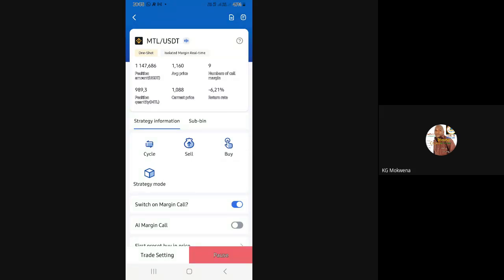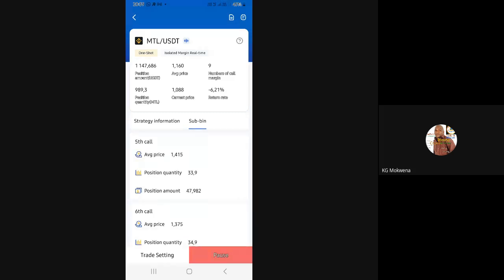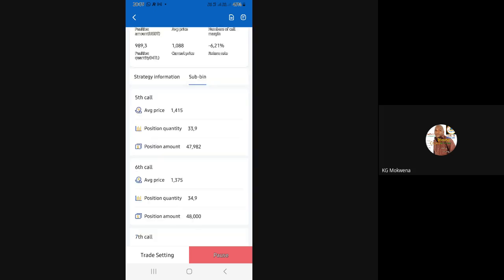Look at current price. Current price is 1,088. Now he's going to go to sub position, and we're going to go down and look at the average price of position 9. So now the market is still going up again. The market is now 1,089. That is the current price. Leader Cyril, please click on sub bin. Okay. Click on sub bin, and we're going to look at position number 9's average price in relation to the market price.